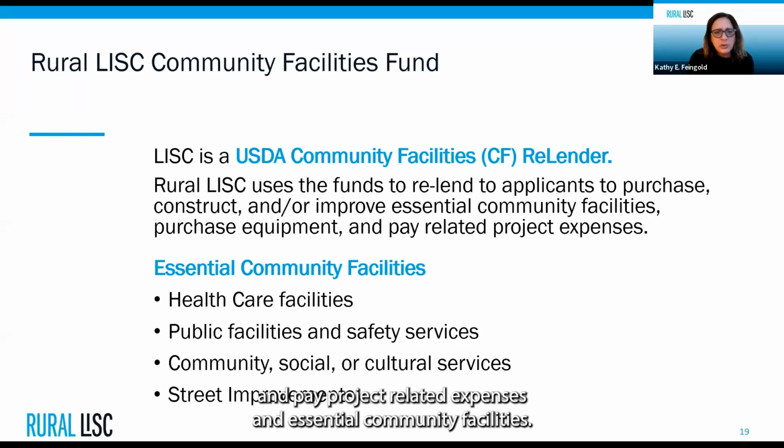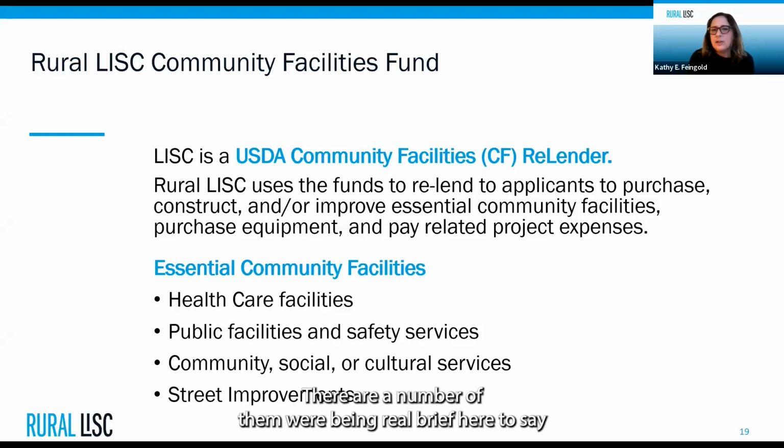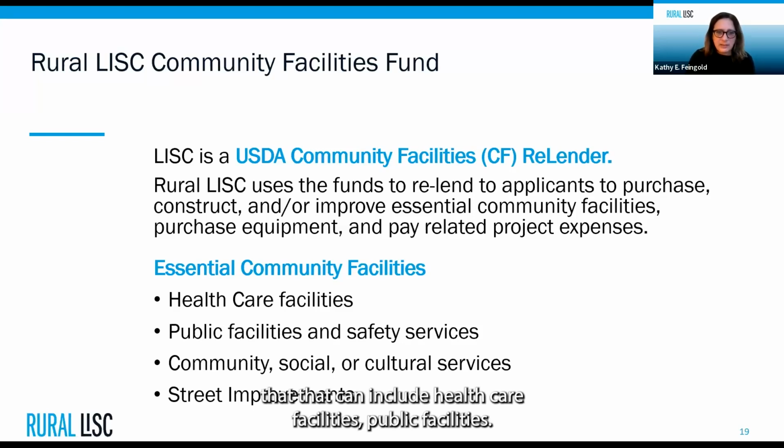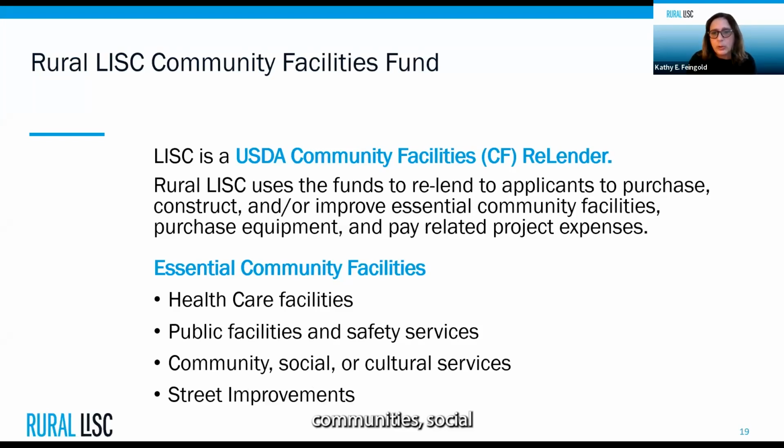And essential community facilities, there are a number of them. We're being real brief here to say that that can include healthcare facilities, public facilities. I mean, for example, police stations, fire engines, community social or cultural services, and even street improvements. Next slide, please.